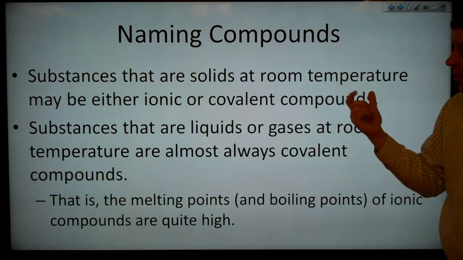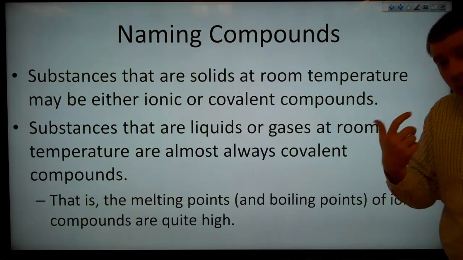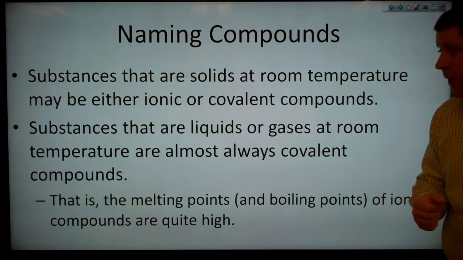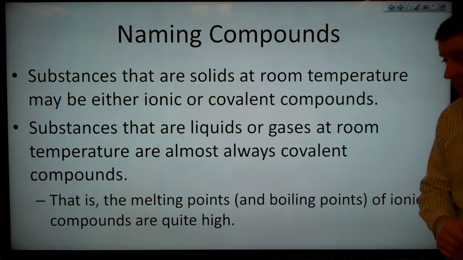Substances that are solids at room temperature may either be ionic or covalent compounds. Remember that ionic compounds have a complete transfer of electrons, unlike the sharing that goes on with covalent compounds. And substances that are liquids or gases at room temperature are almost always covalent compounds.